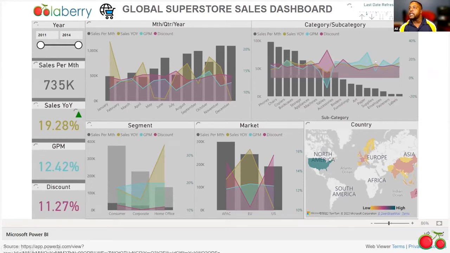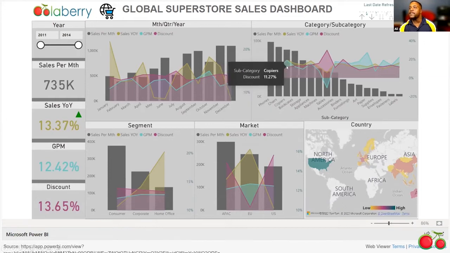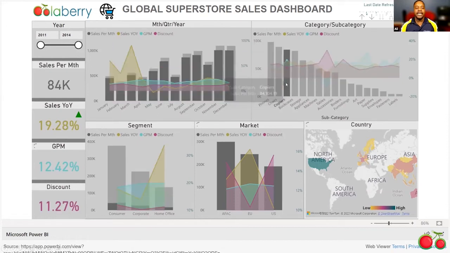If we look at where the lines are, remember the lines relate to the right axis. We can see that gross profit margin and sales year over year are right around 20%. Our discount that we're giving on copiers is roughly around 18%. We can see that just by looking at the bar and the lines. Now, when we click on that, we make a selection in the data, and all of those KPIs that we saw are now our main KPIs because copiers are selected.